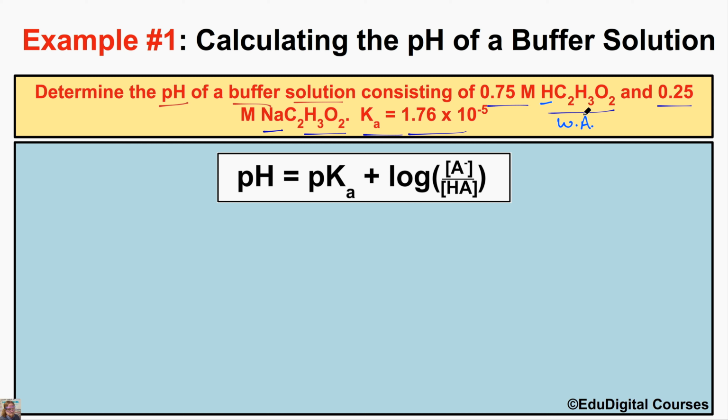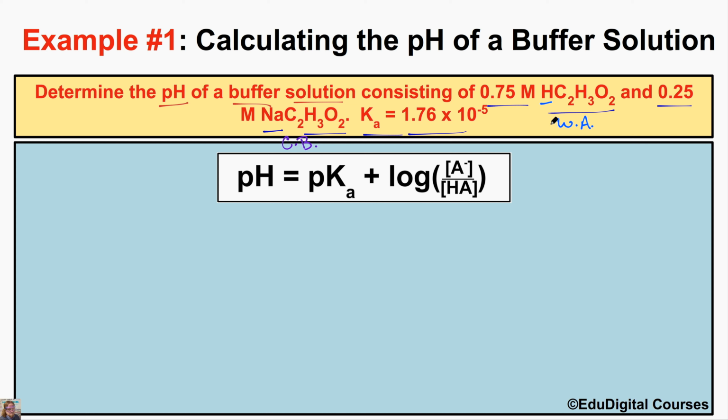And so it looks like we're preparing this buffer solution by taking 0.75 molar acetic acid and mixing it with 0.25 molar sodium acetate. And so this right here is going to end up being our conjugate base. And so how do we know that this is our conjugate base? Well, if you remember in an earlier video, we learned about the Brønsted-Lowry model.